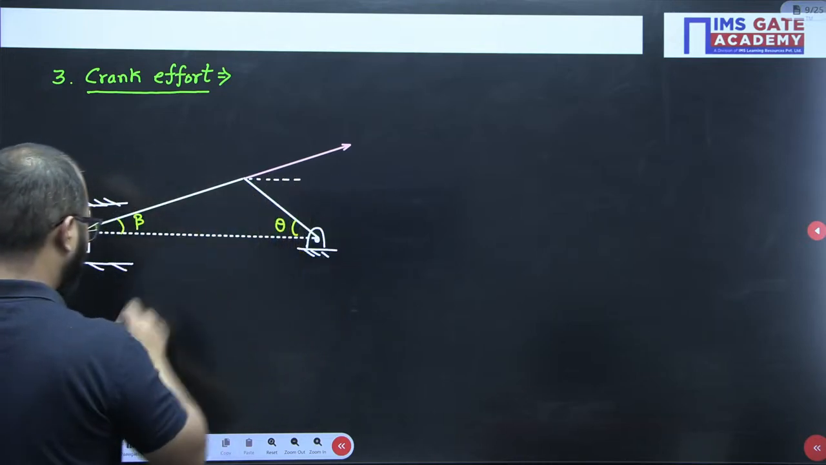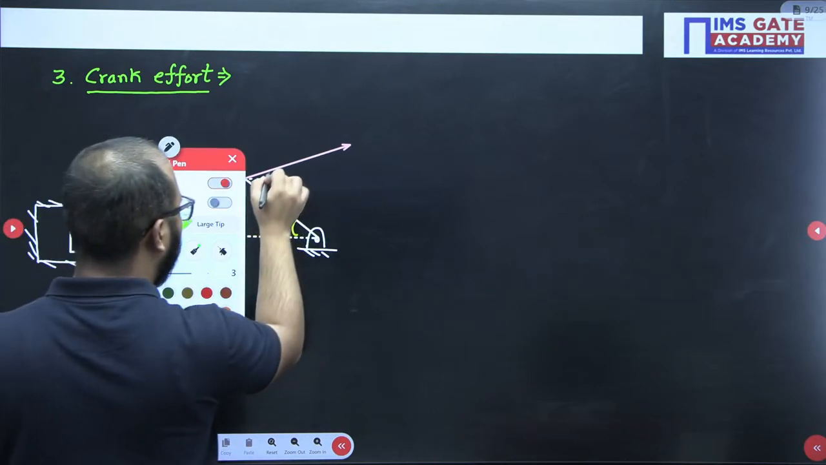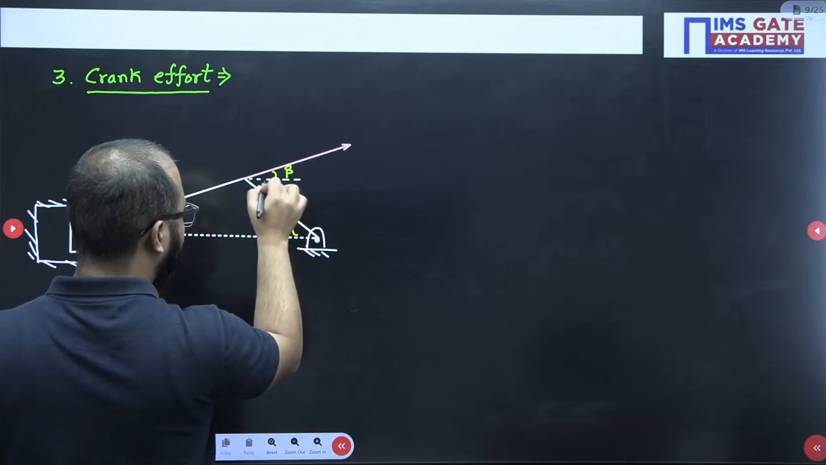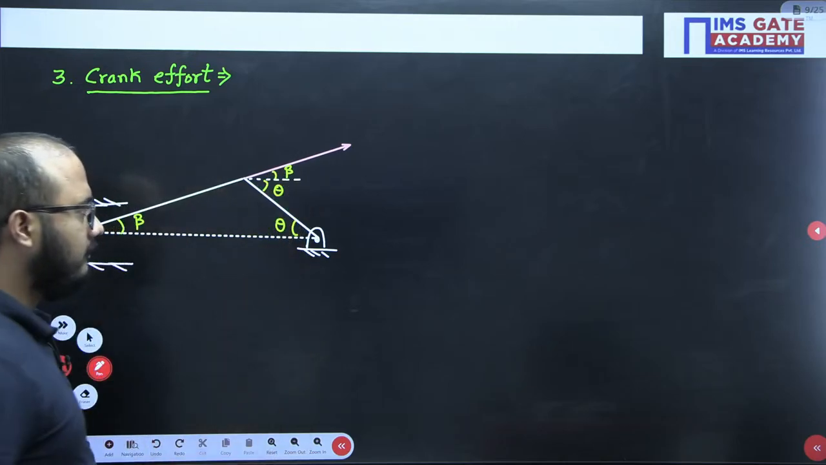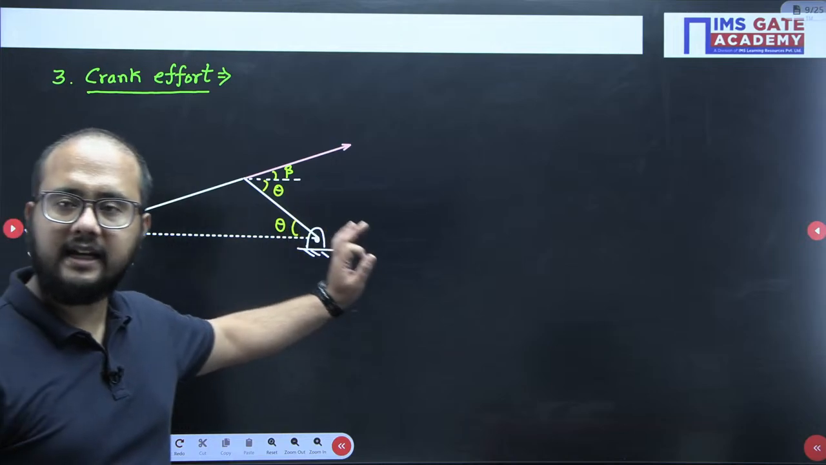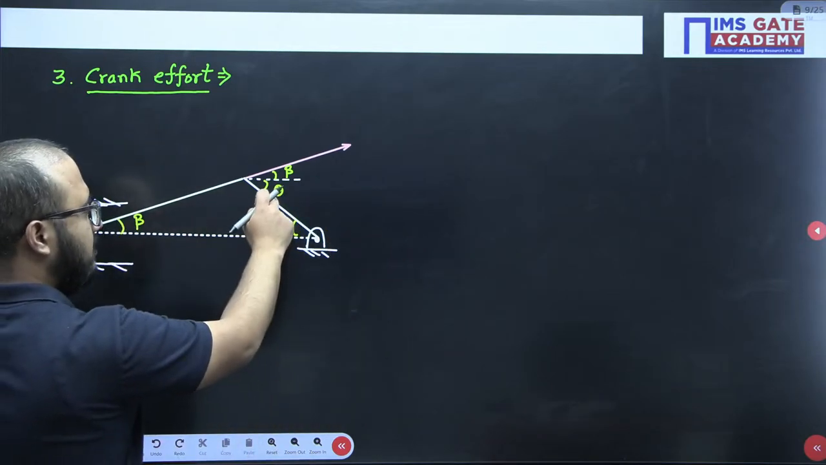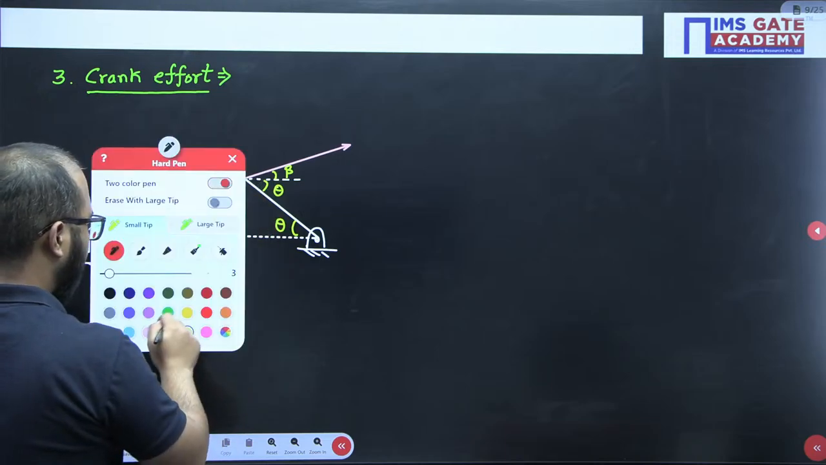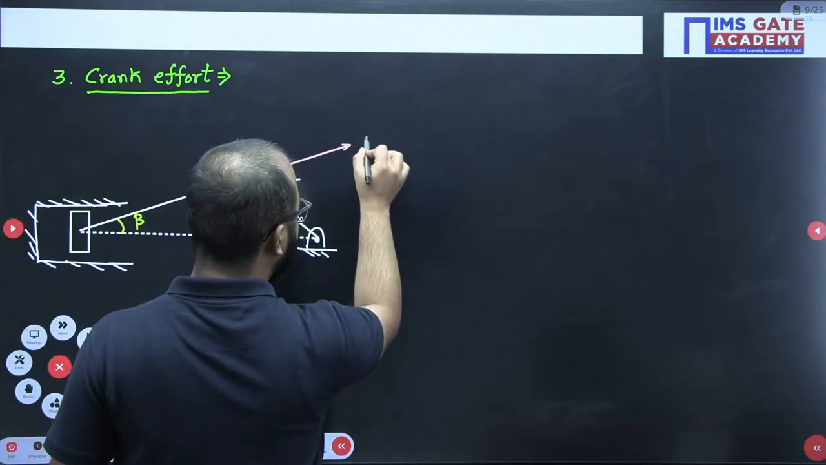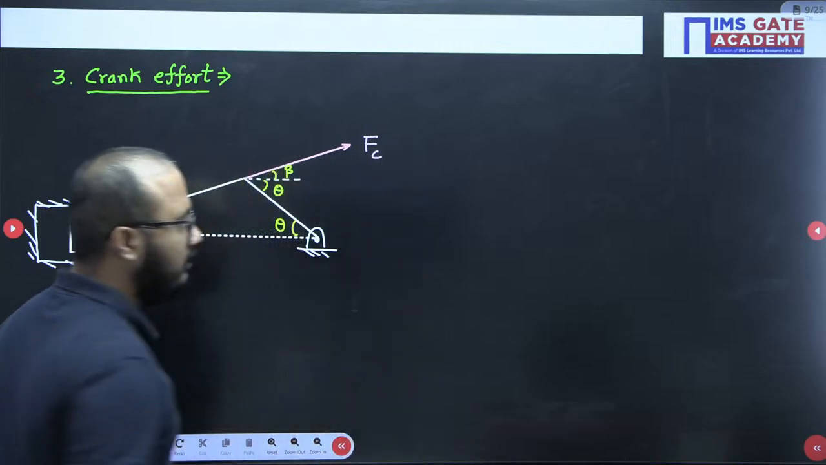From the horizontal, this connecting rod force will be at angle beta again. But this angle will be theta. Theta and beta, both the angles are clear. Is it clear to everyone? So this is theta and this is beta. Now, as I told you, what we are having is the force on the connecting rod.